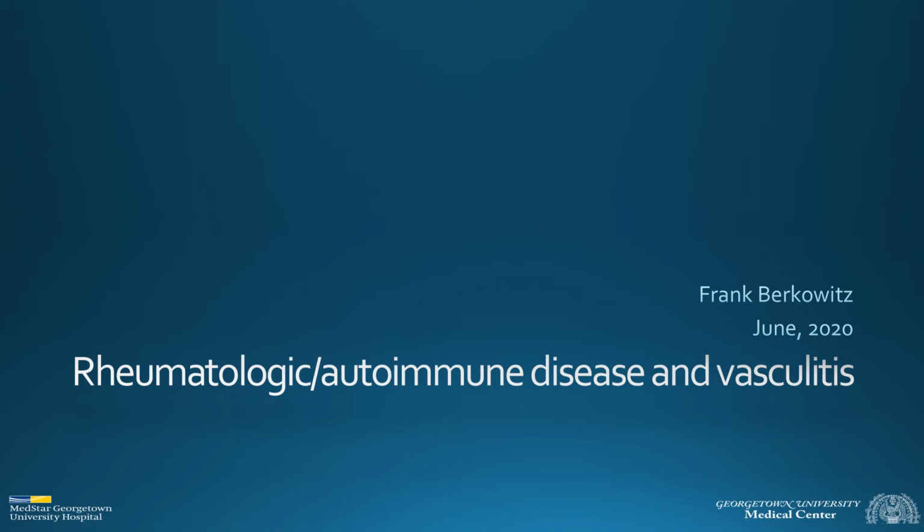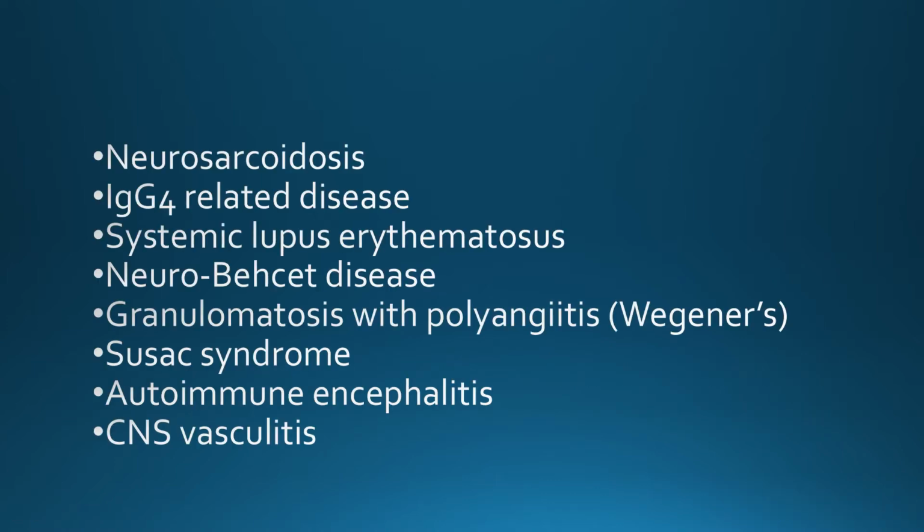This talk is going to be on rheumatologic and autoimmune diseases and CNS vasculitis. So these are the things I'm going to talk about: neurosarcoidosis, IgG4 related disease, lupus, Behcet disease, granulomatosis with polyangiitis, GPA, also called Wegener's granulomatosis, Susac syndrome, autoimmune encephalitis, and CNS vasculitis.